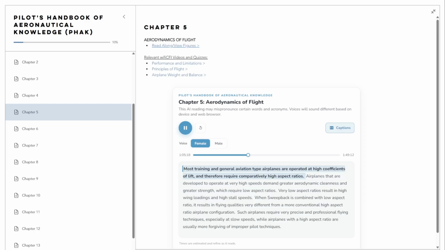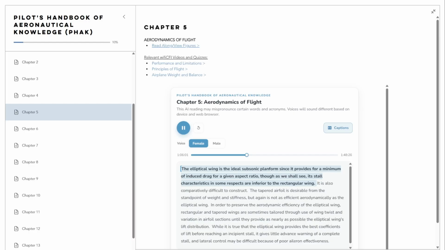Most training and general aviation type airplanes are operated at high coefficients of lift, and therefore require comparatively high aspect ratios. Airplanes that are developed to operate at very high speeds demand greater aerodynamic cleanness and greater strength, which require low aspect ratios. Very low aspect ratios result in high wing loadings and high stall speeds. When sweepback is combined with low aspect ratio, it results in flying qualities very different from a more conventional high aspect ratio airplane configuration. Such airplanes require very precise and professional flying techniques, especially at slow speeds, while airplanes with a high aspect ratio are usually more forgiving of improper pilot techniques.